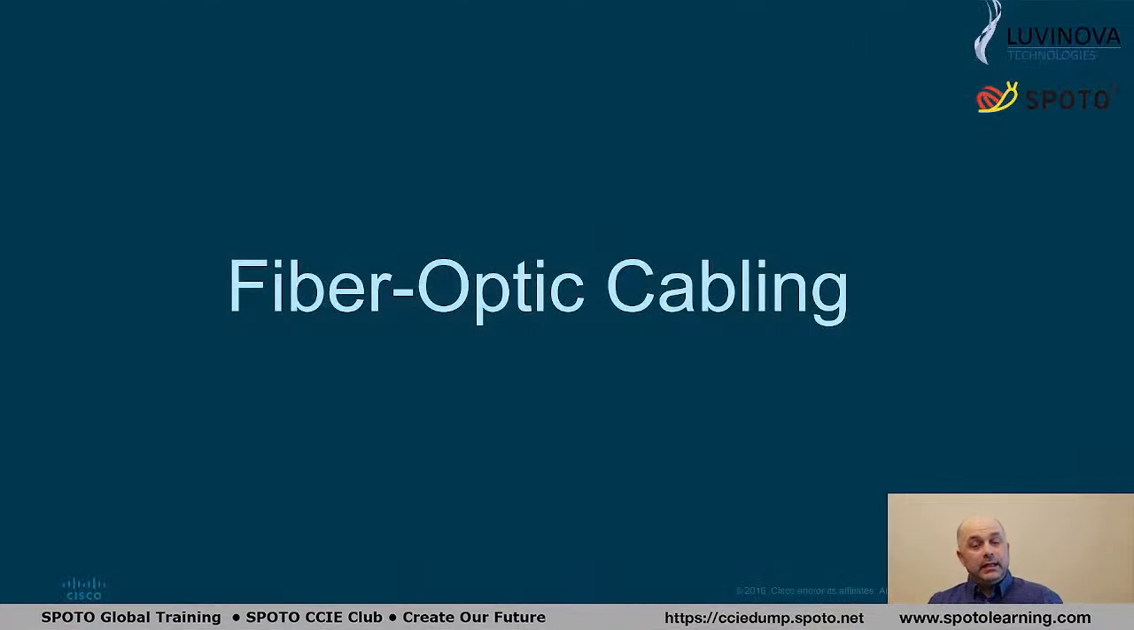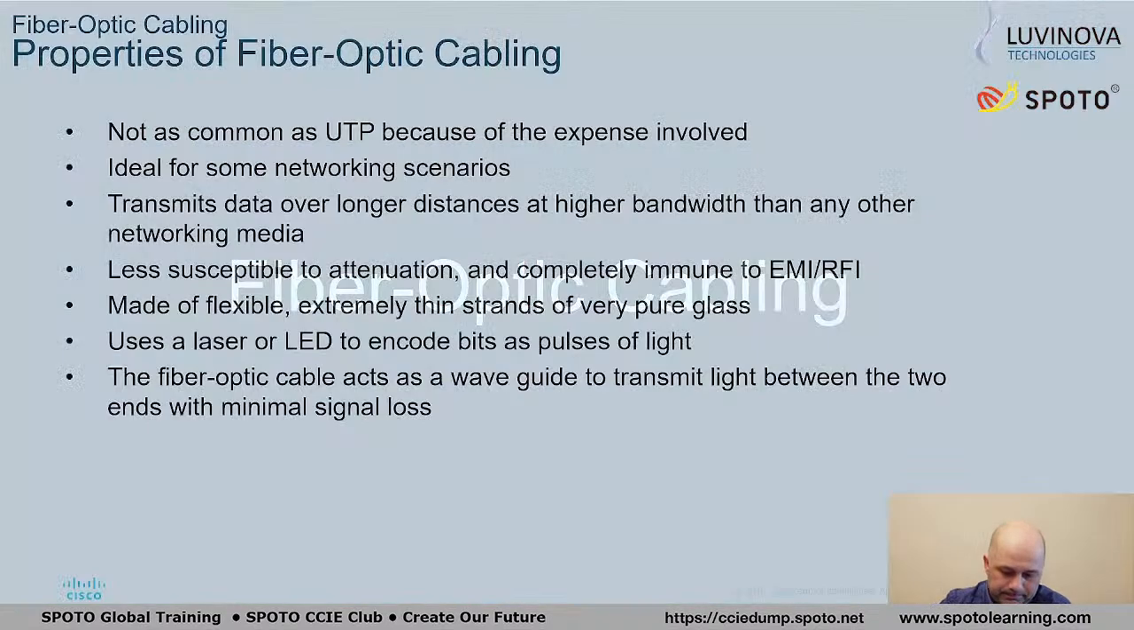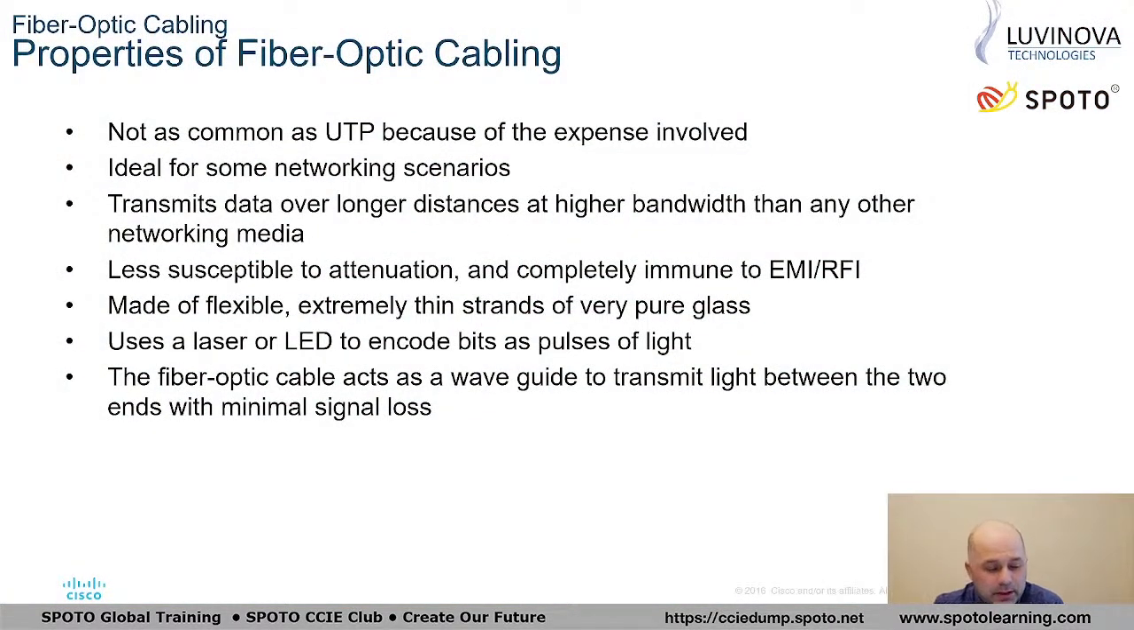Now, the latest one, which we are using these days, is fiber optics. Properties of fiber optics: not as common as UTP, because of the expense involved. It means fiber optic is very expensive and it's used rarely and only on certain occasions. Ideal for some networking scenarios, it transmits data over longer distances. Here is the point: we can use fiber optic to transmit our data in a wide area network, where there are long distances between the devices.